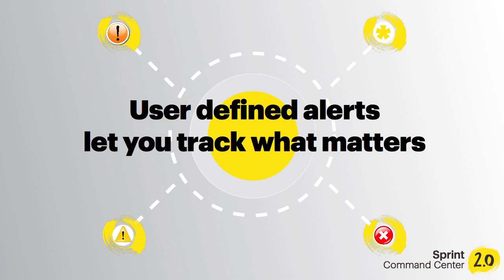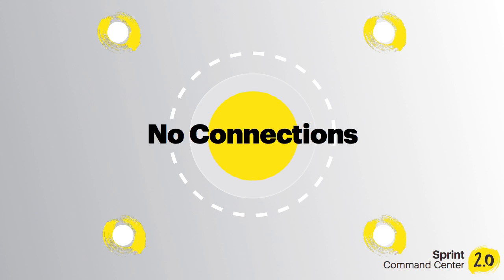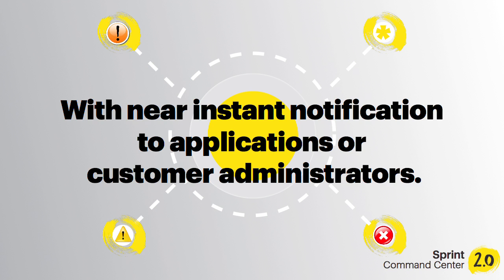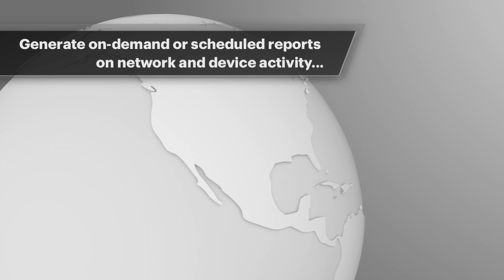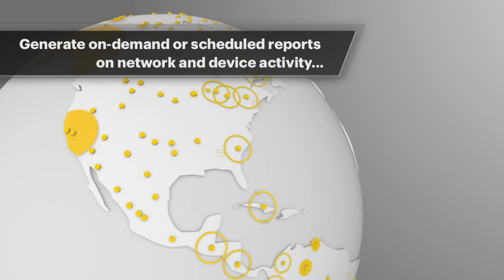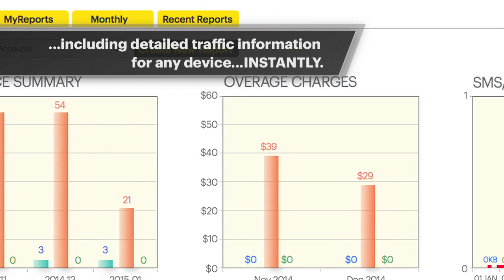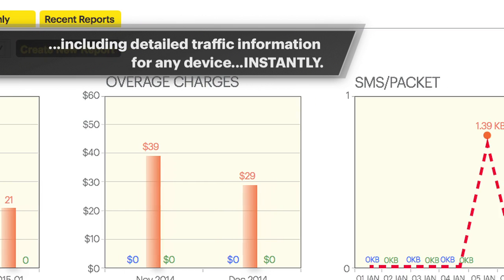User-defined alerts let you track what matters: connections, no connections, too much data, too little data, with near instant notification to applications or customer administrators. Generate on-demand or scheduled reports on network and device activity, including detailed traffic information for any device, instantly.